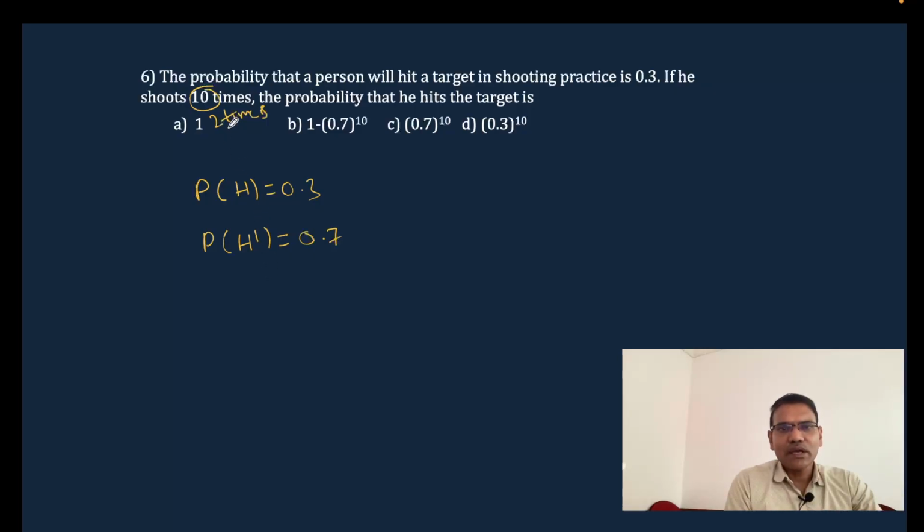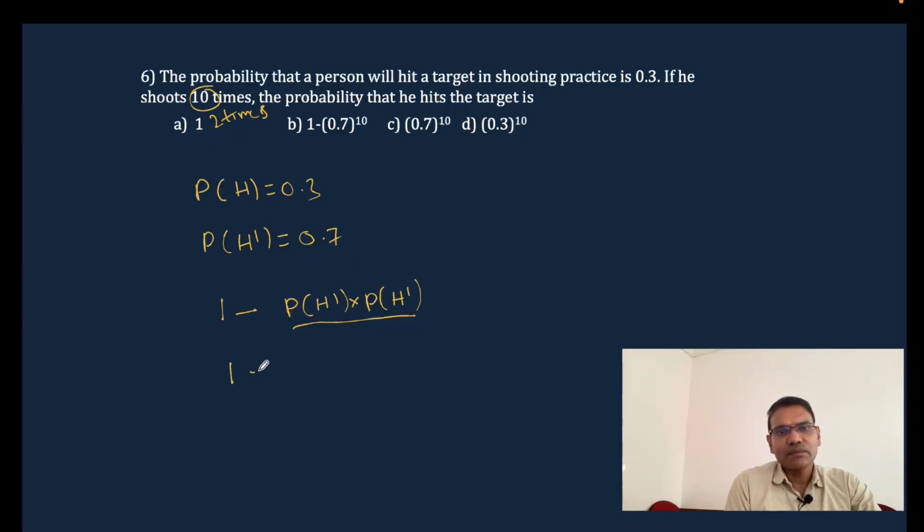So out of 2 times, I am going to find the probability of at least one time hitting the target. At least one time hitting the target, I can find from the total probability minus not hitting the target while trying 2 times. So in the first try, not hitting the target is P of H dash. The second time is also not hitting the target. So this value gives the probability of not hitting the target while trying 2 times.